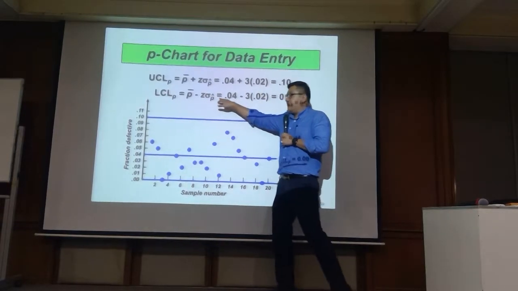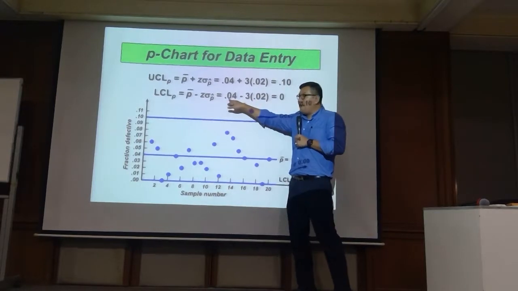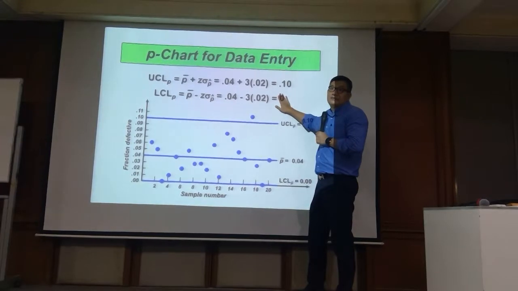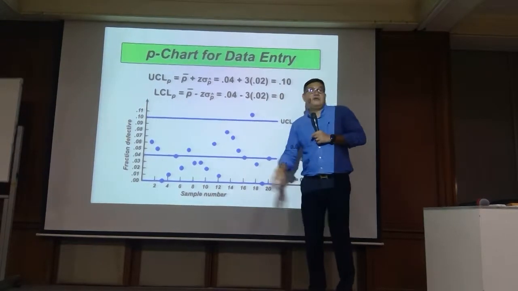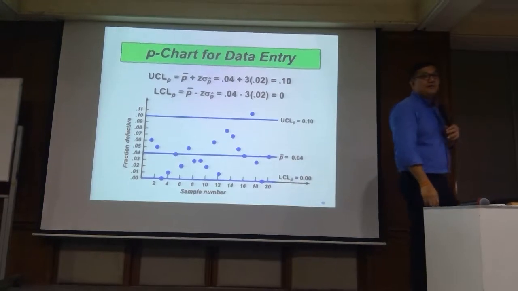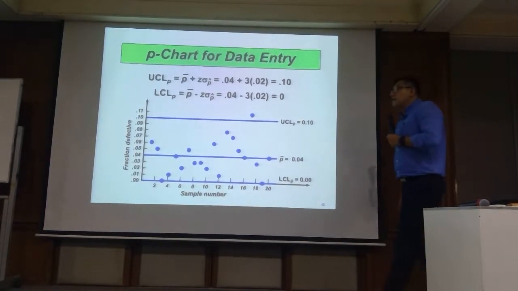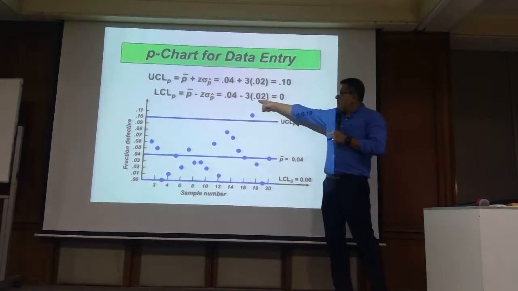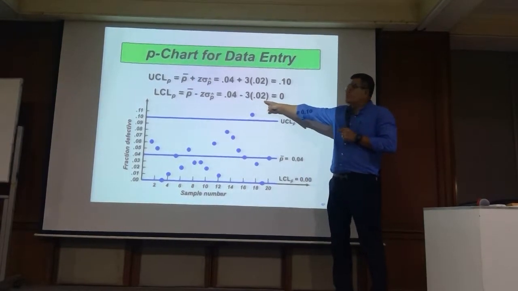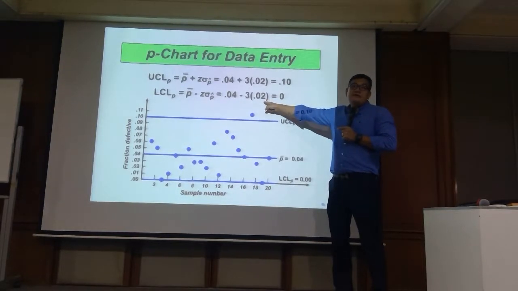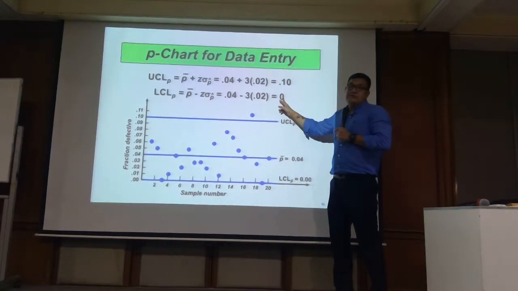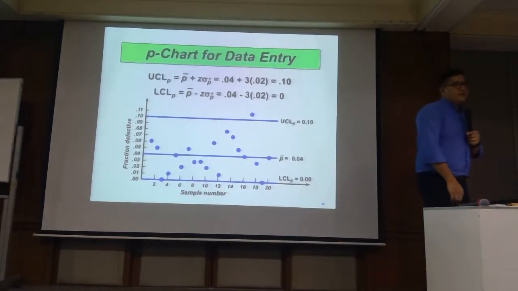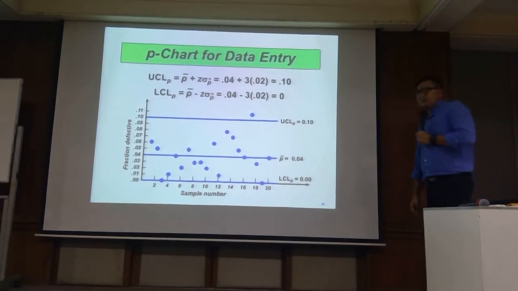And look carefully here at the lower control limit. We use 0.04 minus 3 multiplied with 0.02. Actually, we should have a negative value, right? But for a control chart, we don't have a negative lower control limit. If you have a negative value for the lower control limit, we use 0 instead. So in this case, actually we should have minus 0.02, but we don't use it. We use 0. For the lower control limit, there is no negative value. If you get a negative one, use 0.